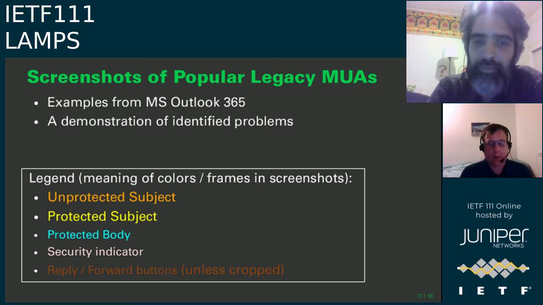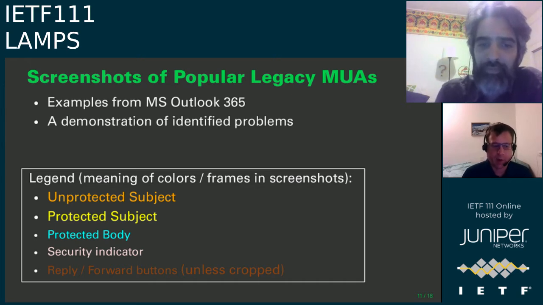Then the legend will be, I made some frames around the most important points. In an orange frame, we have the unprotected subject, whereas in a yellow frame, we have the protected subject. In blue, we have the body. And in a pink frame, we have the security indicators. In a brown frame, we have the buttons to forward or reply to the message.